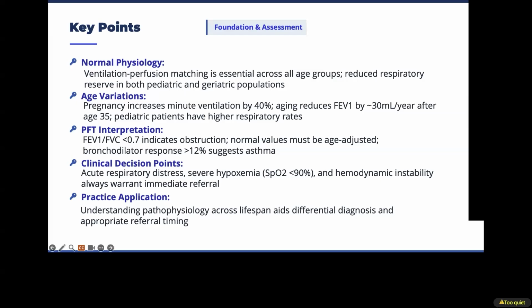The FEV1 FVC ratio is less than 0.7. So you might see a pulmonary function test, and I will tell you the FEV1 FVC ratio is, say, 0.65, and you're going to say this is most consistent with what? Obstruction, restriction, vascular issue, or hypoxia. And then you're going to know if it's less than 70, that's obstruction.